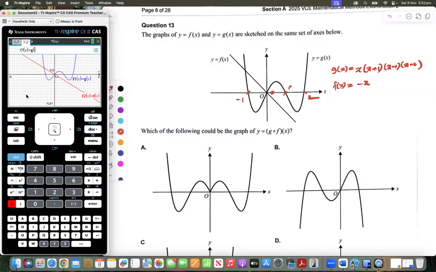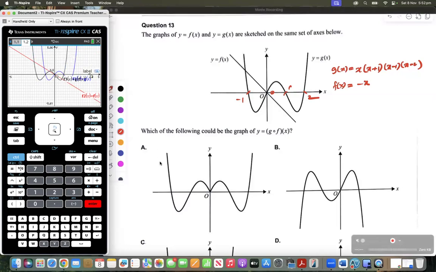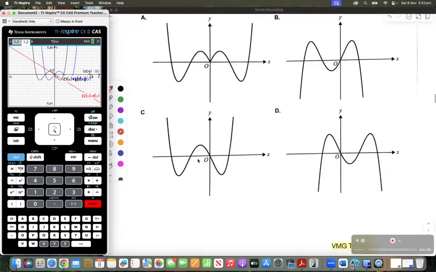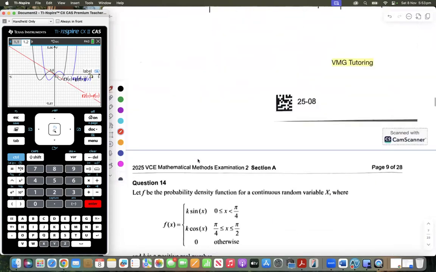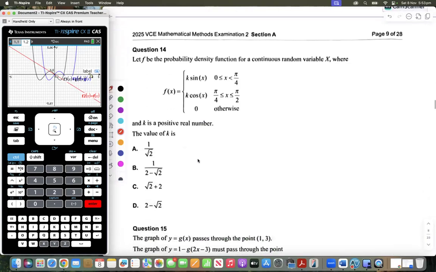So g of f of x. Okay. So black color graph, right? Definitely it is not A, it is not B, it is not D, it is C. It is C. This is C. Okay, so far so good.